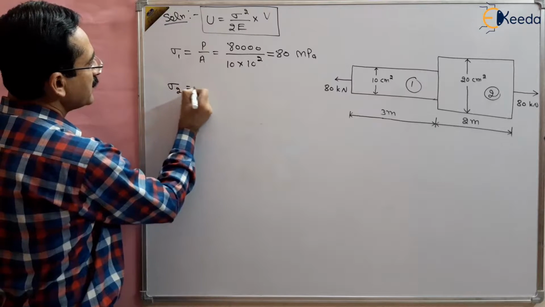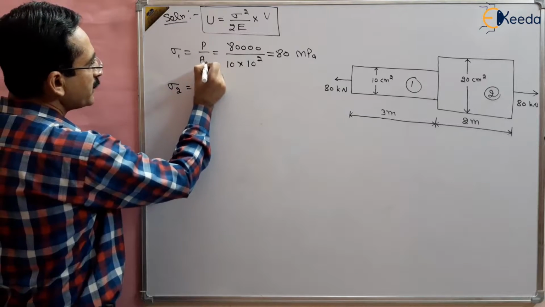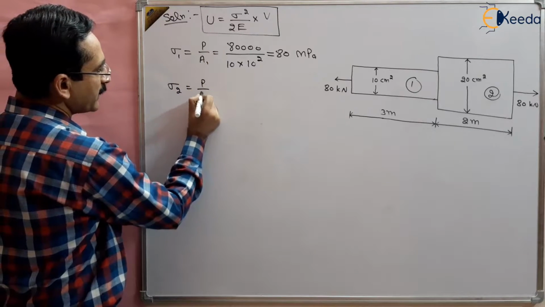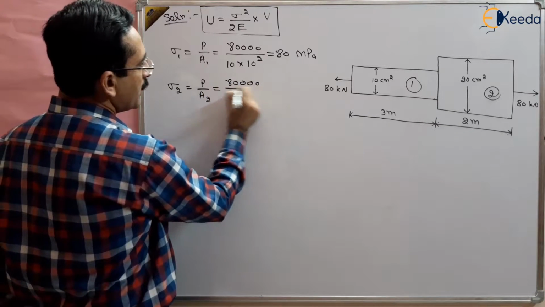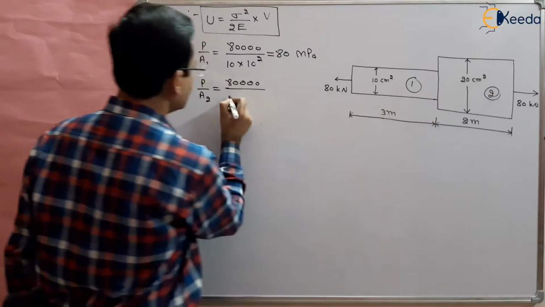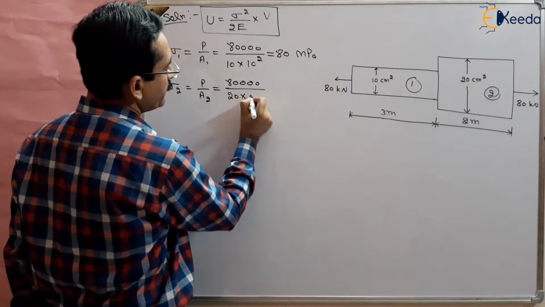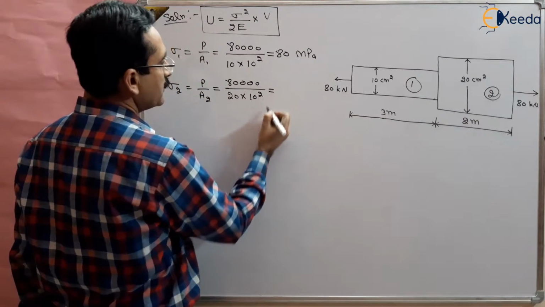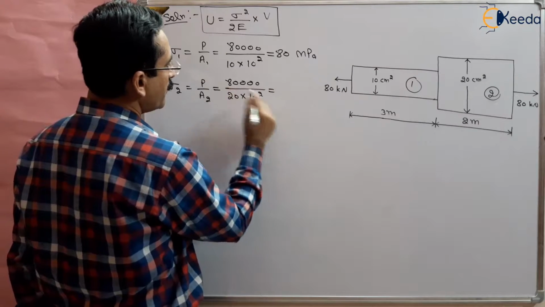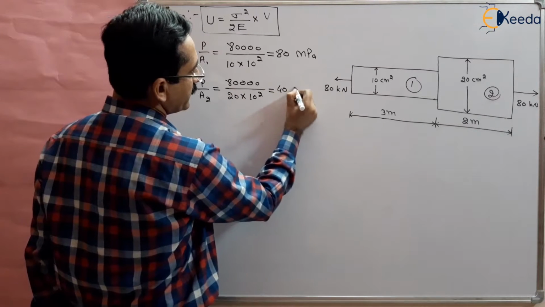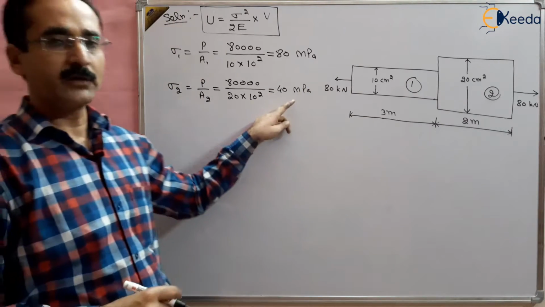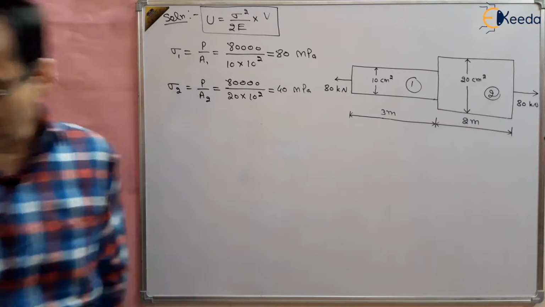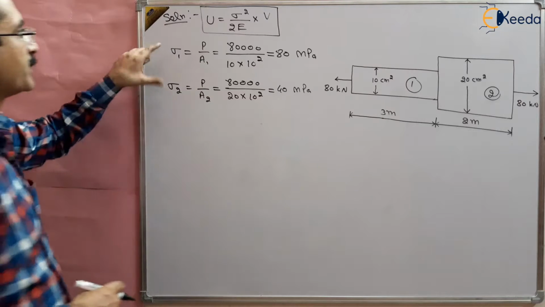Sigma 2 is the stress in the other part. So that is the load upon second area, so that will be equal to 80 times 1000, load is same, upon area 20 multiplied by 10 power 2, right? So this will come out to be 40 megapascal or Newton per millimeter square, right? 1 megapascal is 1 Newton per millimeter square. So 40 and 80 are the stresses developed in this material.